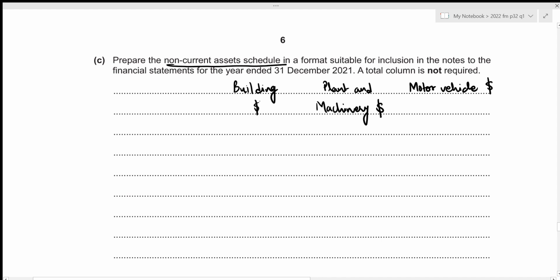So a non-current assets schedule in a format which will be suitable for inclusion in the notes in the financial statements for the year will have three different sections. The very first one will deal with our costs. The second section will deal with the accumulated depreciation, whereas the final section will deal with the net book value or the carrying amount. So let's start with our cost or valuation.